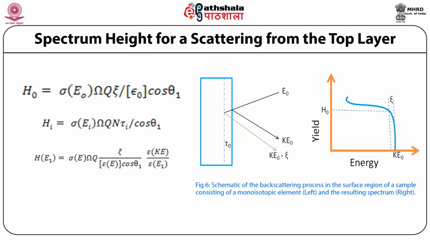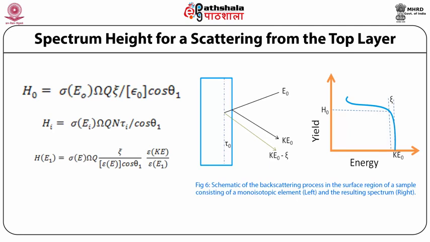Schematics of the backscattering process in the surface region of a sample consisting of a monoisotopic element, and the resulting spectrum is given on the right. Here H0 is given by H0 is equal to sigma E0 omega q zeta divided by epsilon 0 cos theta 1.